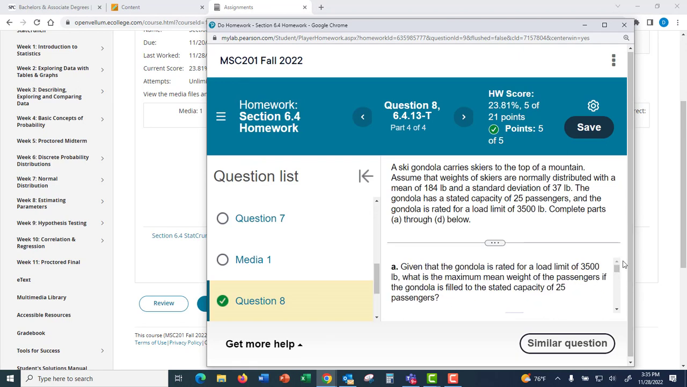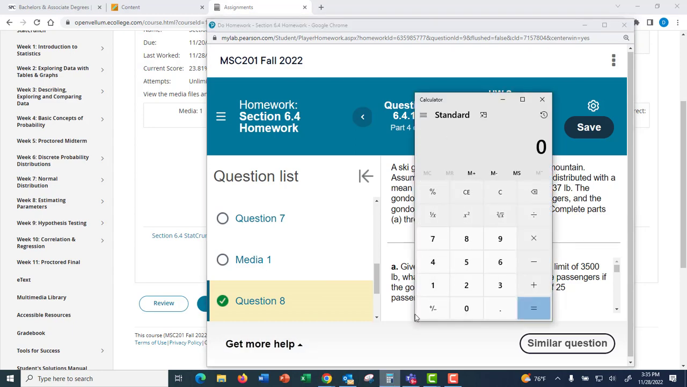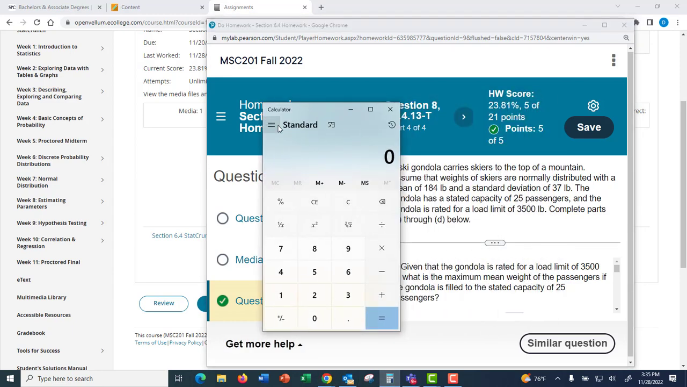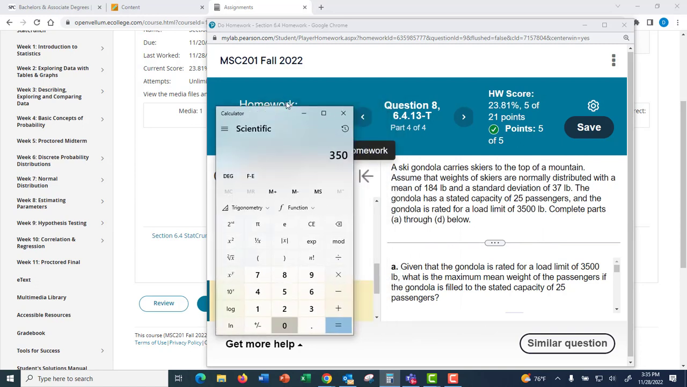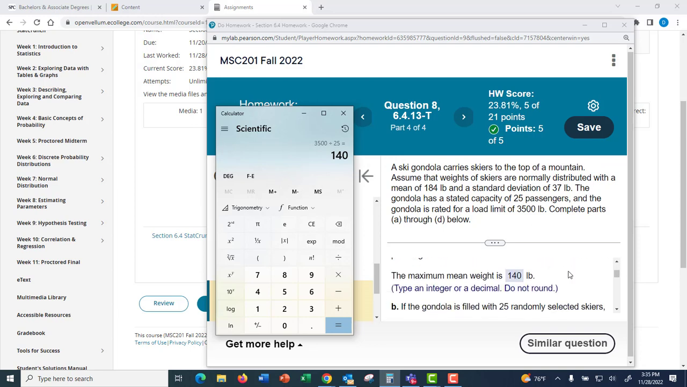Okay, so the first part of the question says, we have a gondola that carries the skiers up, and we know that the skiers have a mean weight of 184 and a standard deviation of 37, and there's a capacity of 25 passengers. And so we want to know, first of all, what's the maximum weight if it's filled with 25 passengers and there's 3,500 maximum weight. So what you're going to do for this is, in my calculator here, I'm going to change this over to scientific. I'm going to put in 3,500 and divide by the number of people that we said could go on, which is 25. So the maximum weight capacity there would be 140 pounds.